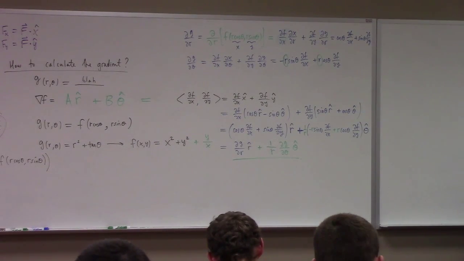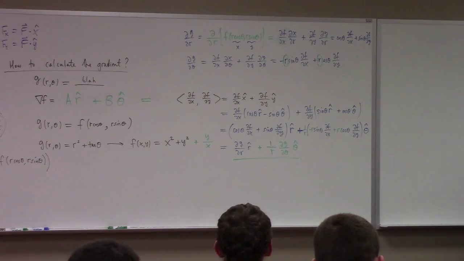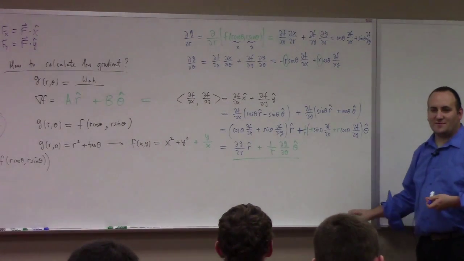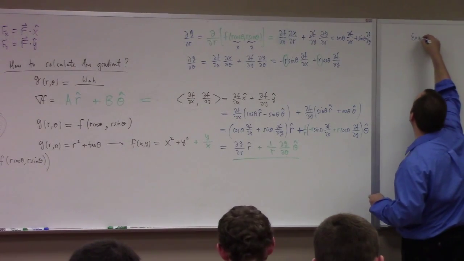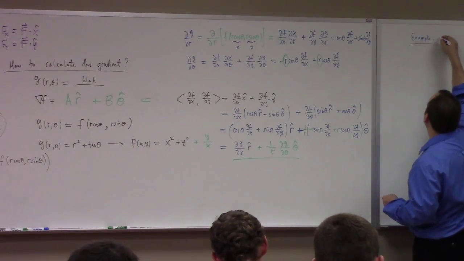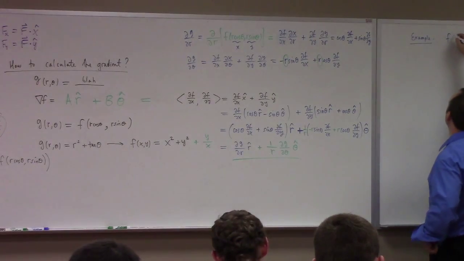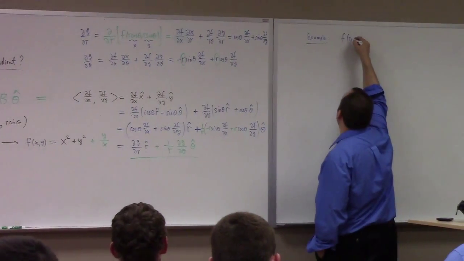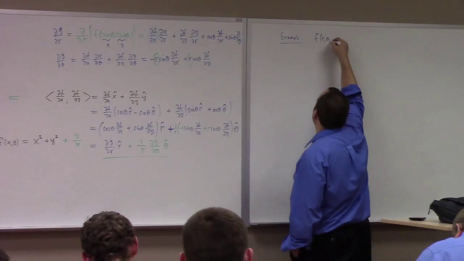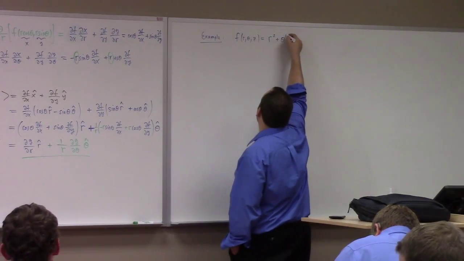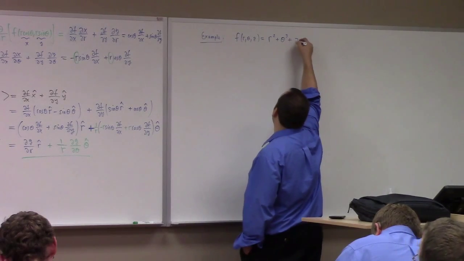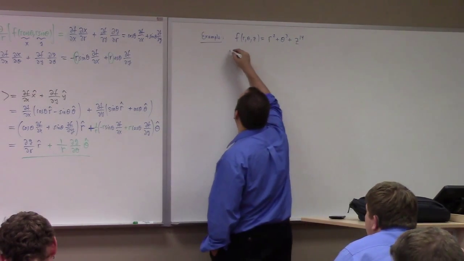And now we know how to calculate the gradient of a function in polar coordinates. Which means we can also do cylindrical coordinates, right? How about this? What if I have f of r, theta, z equals r squared plus theta cubed plus z to the 14th power. The gradient of f will be what?